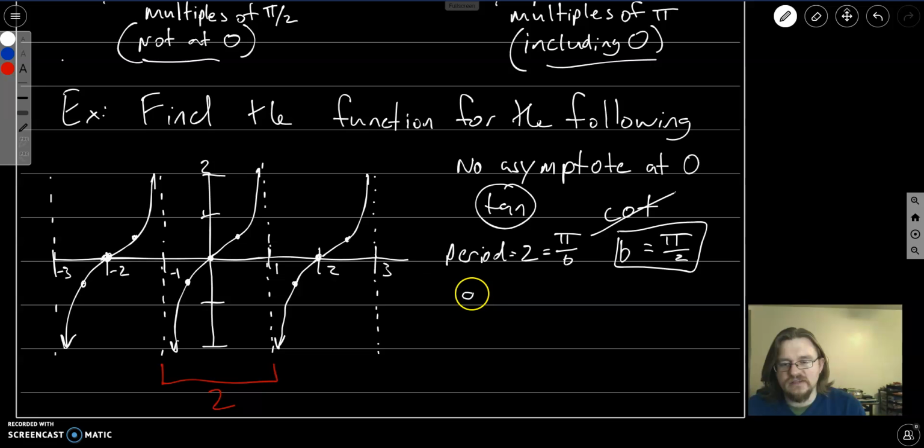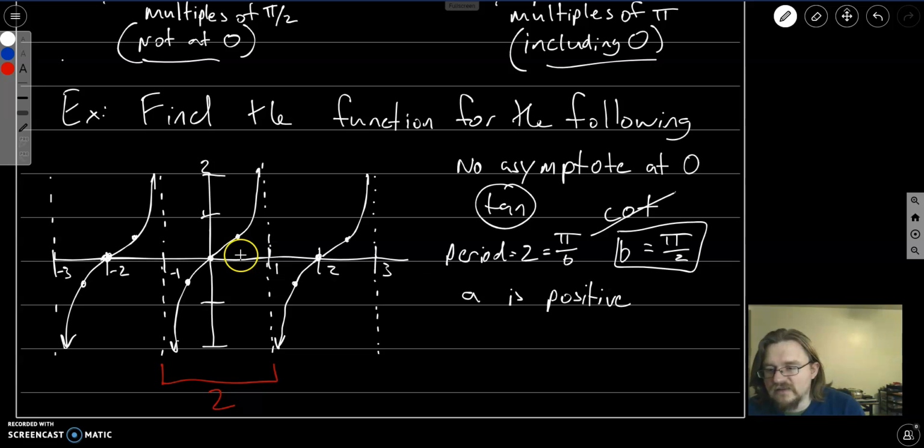Let's figure out a. What we notice is that our tangent function is increasing like normal. So since we're going up, all the positives are where the positives should be, all the negatives are where the negatives should be. So a is positive. The tangent function should be increasing, so since it is increasing, our a is going to be positive.